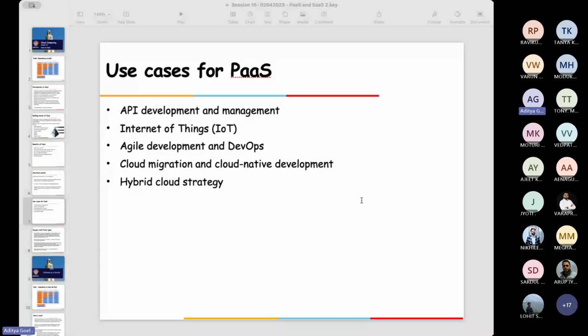Is it clear, or should I give one more example? Okay, let's take another example. Consider, guys, there is a smart factory, a smart manufacturing company. They want to modernize their production line.